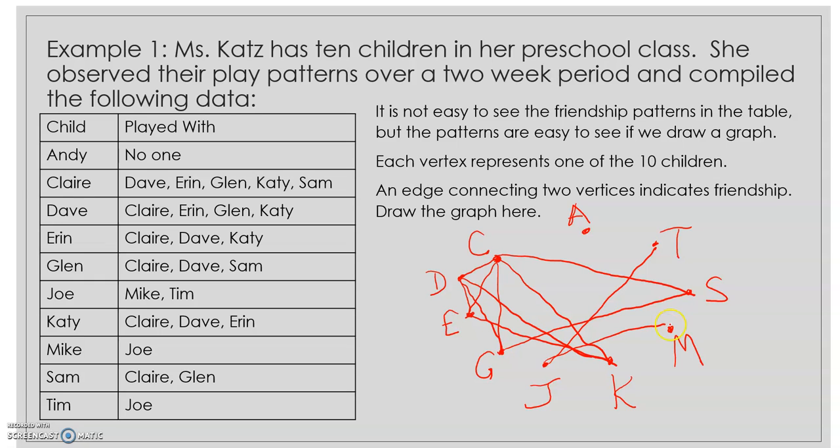Mike played with Joe. We have that line drawn. Sam played with Claire and Glenn. And Tim played with Joe. That is the graph.